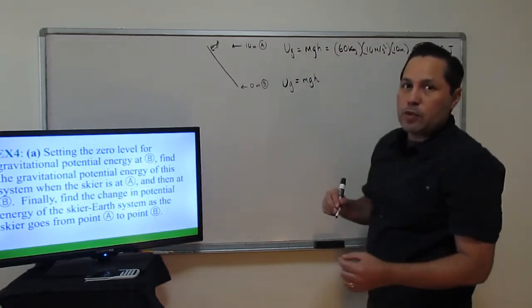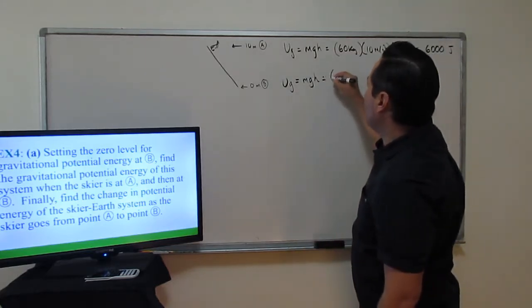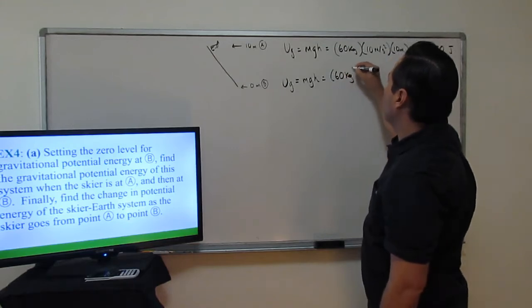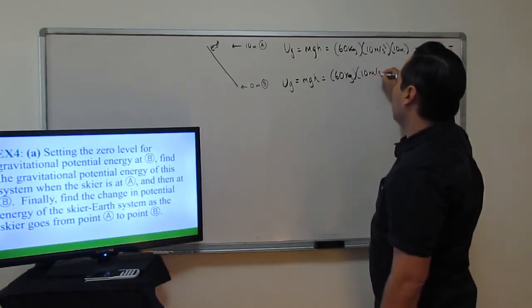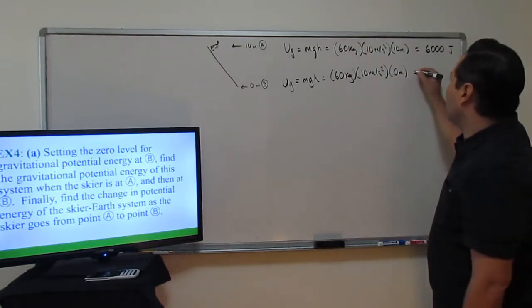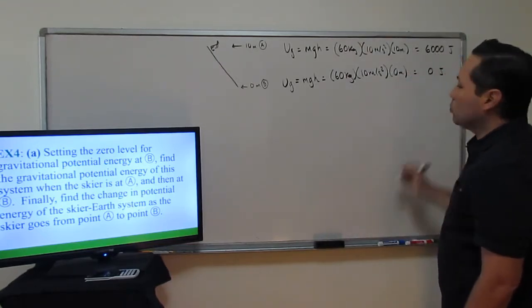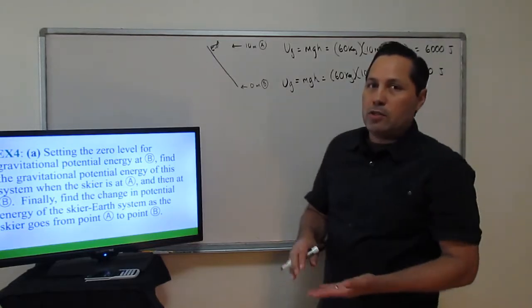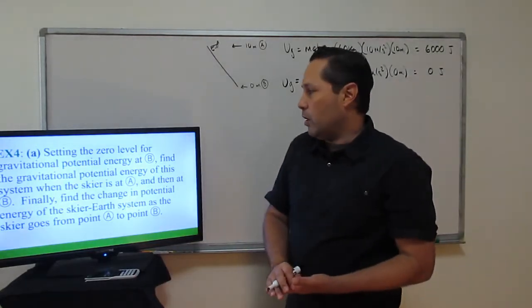Now she is at the reference point, and that is 0. So it's going to be 60 kilograms, 10 meters per second squared for gravity, and 0 meters of height. So therefore her potential energy is 0 joules. She's got no potential energy since she is at the bottom of the hill.